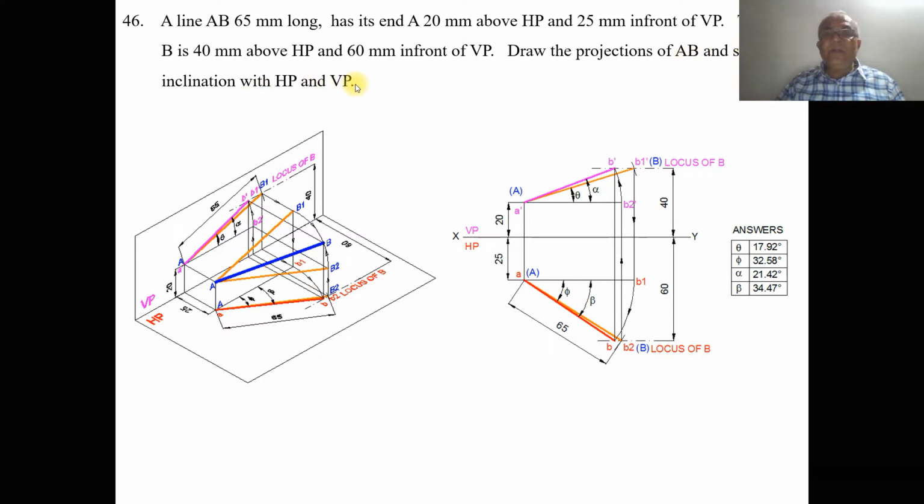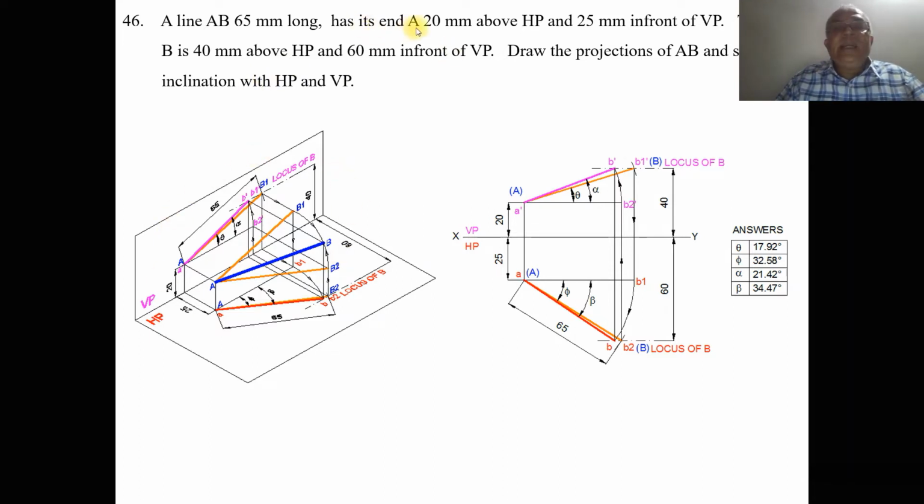So we need to find out the front view and top view and its inclinations, and also the true length and true inclinations with respect to HP and VP, and apparent length and apparent inclinations with respect to HP and VP. So now we will try to analyze this problem.